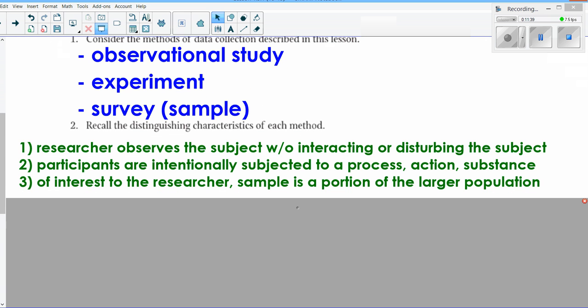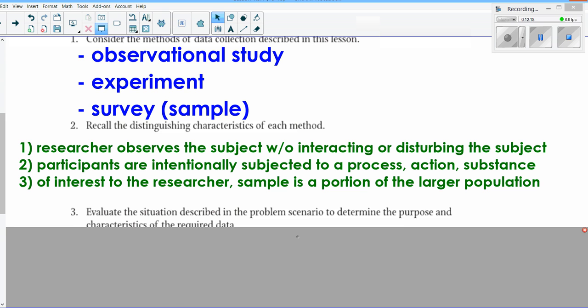Okay, and then, sorry, I know it's a lot of writing, but such as statistics. Okay, so write this out. An observational study is where a researcher observes the subject without interacting or disturbing the subject. They're just watching. Okay, an experiment is where participants are intentionally subjected to a process, action, or a substance. And a survey or a sample survey is of interest to the researcher, and it is a sample, meaning it's a portion of the larger population, meaning you have a lot of people, you don't have time or the resources to hit all those people. Okay, so we should start to see maybe what this one fits.